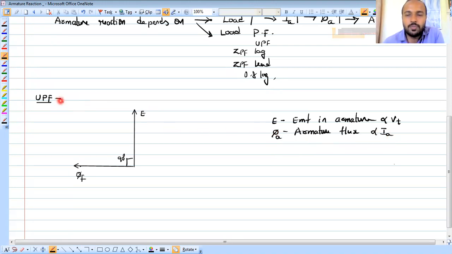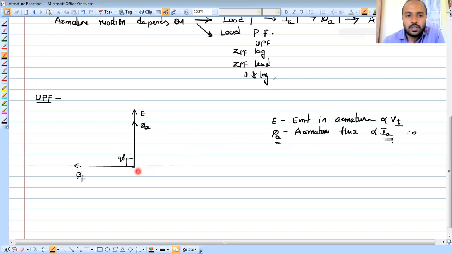In case of unity power factor, VT and IA, voltage and current, both are in phase. That is what unity power factor is, right? So here our armature flux is in phase with the induced EMF, then we call it a unity power factor, isn't it? See, E means VT, phi A means IA. The angle between these two is 0. Then we call it unity power factor. This is the phasor diagram for unity power factor.